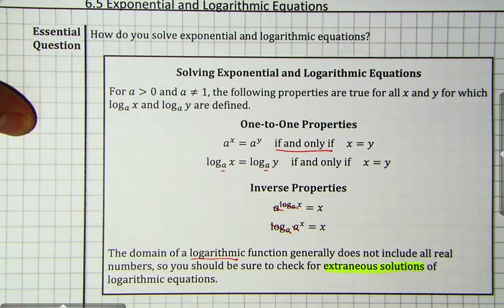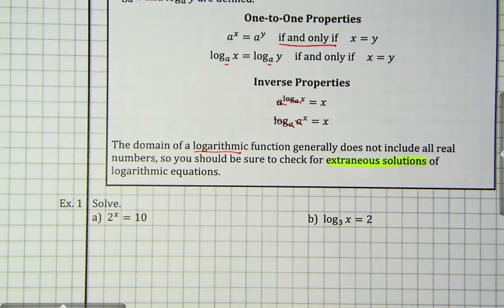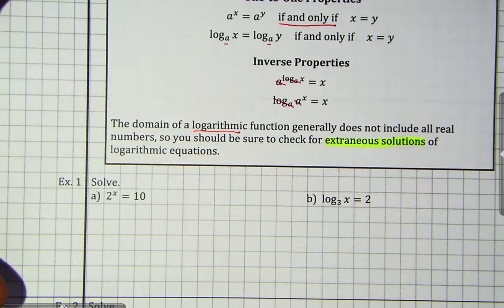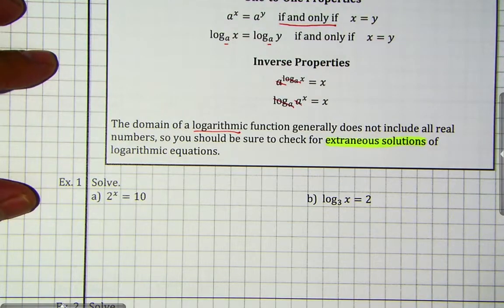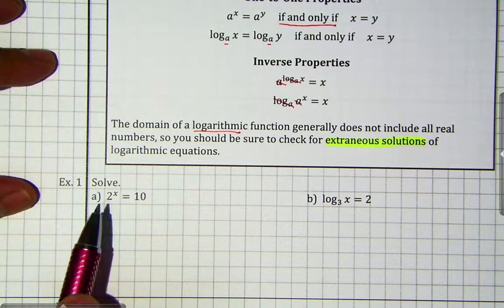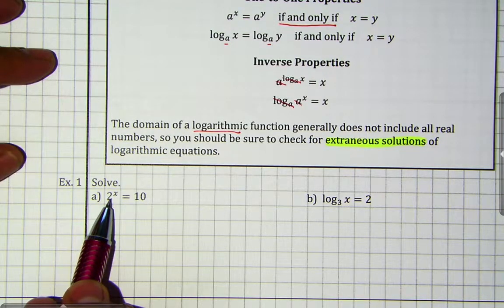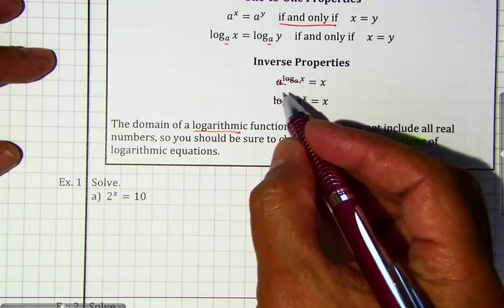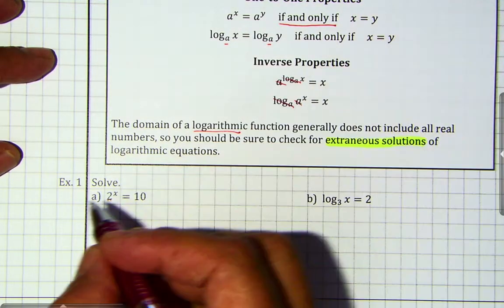So let's go through example number 1. Let's solve. There are two ways to think about this. I prefer to think about this as a base of x, and I just want you to think, okay, what is the opposite of a base? The opposite of a base is a log. So to get rid of the base 2, I'm going to use the inverse property. I'm going to take the inverse on both sides.